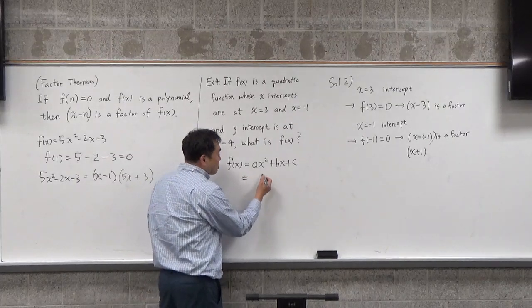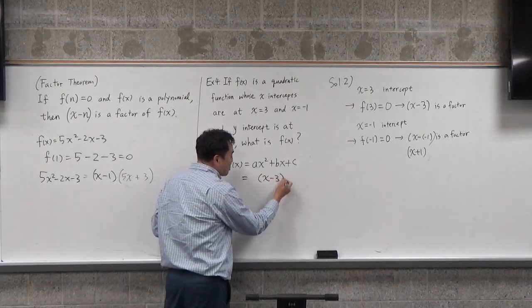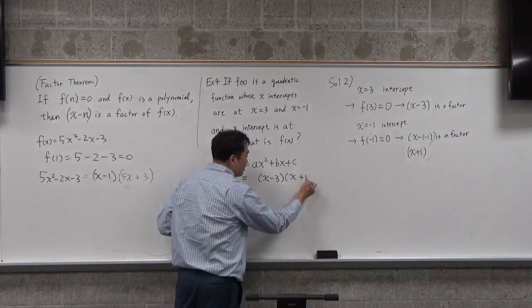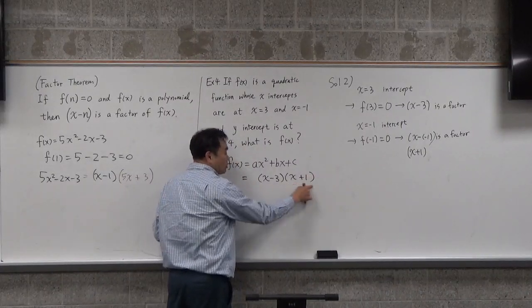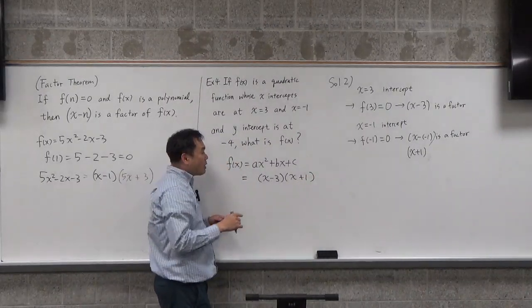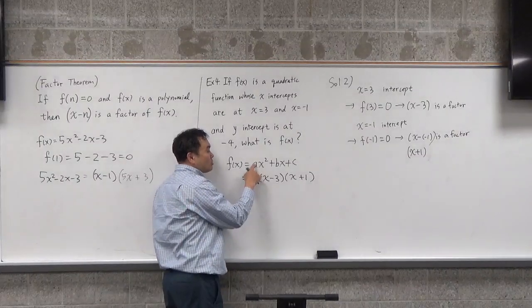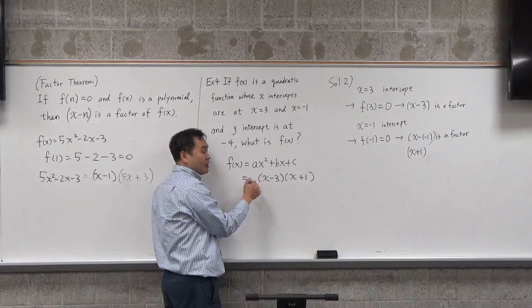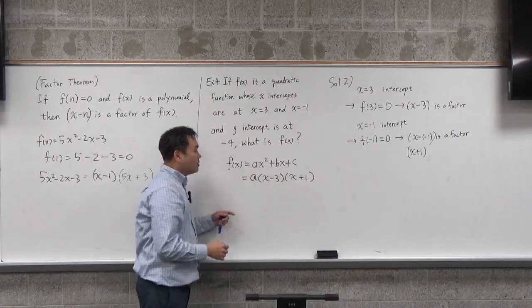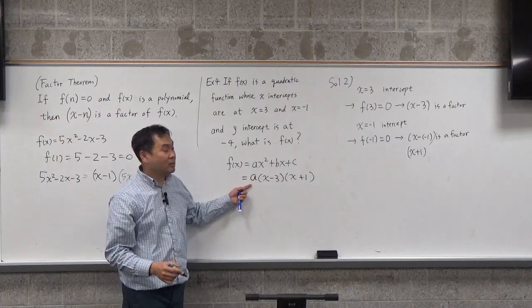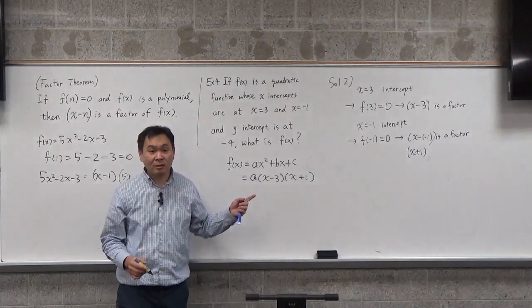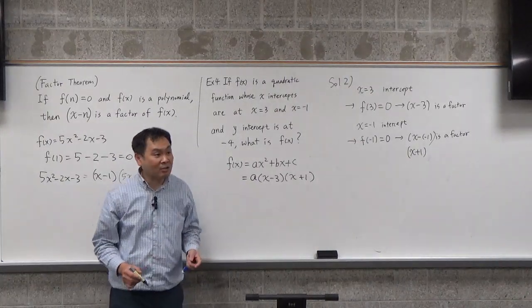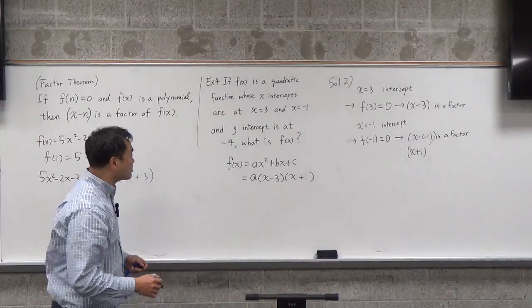And because I know that one factor is x minus 3 and another factor is x plus 1, already this is a quadratic function, right? However, for the coefficient to be a, x times x has to be multiplied by a. So that's the most generic f of x, okay? Your f of x is a times x minus 3 times x plus 1.